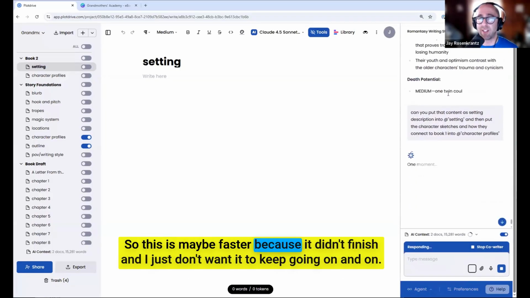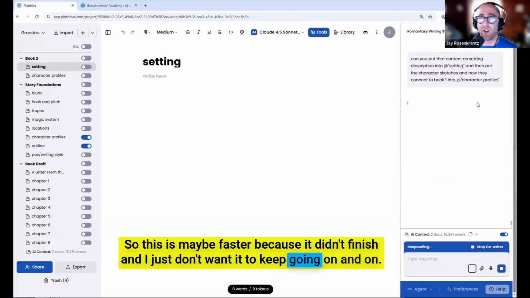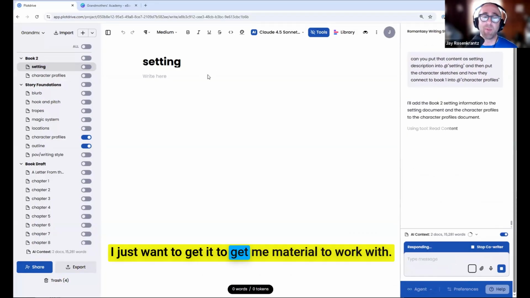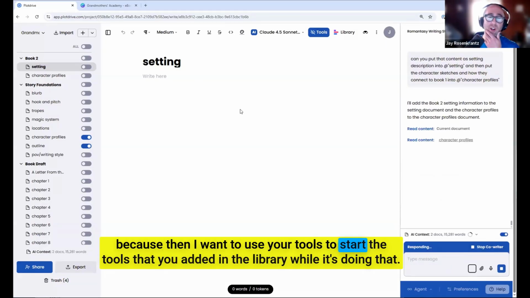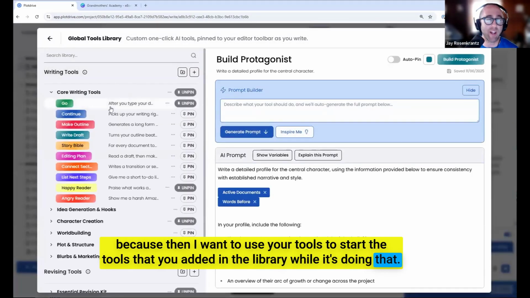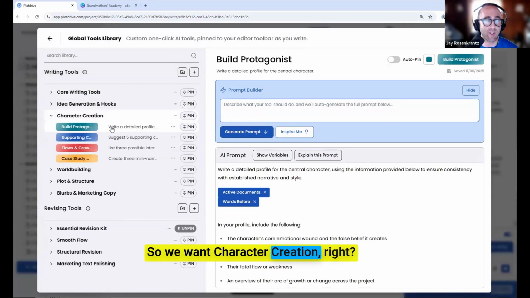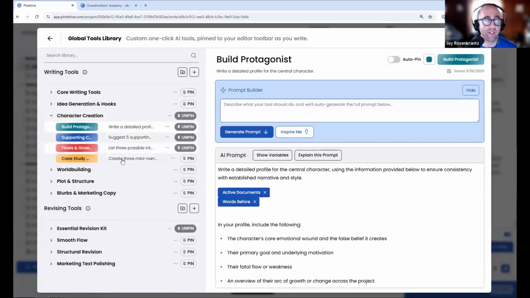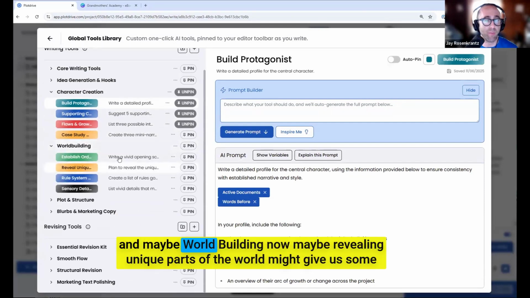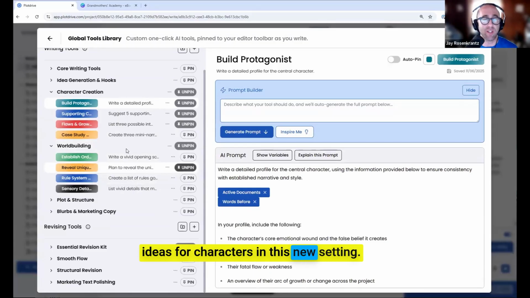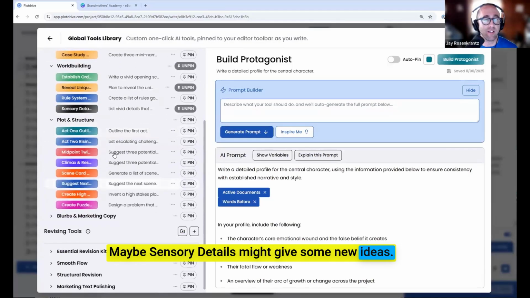So this is maybe faster because it didn't finish and I just don't want it to keep going on and on. I just want it to get me material to work with, because then I want to use your tools, the tools that you added in the library. While it's doing that, I can actually start setting these up. So we want character creation, right? And I'm going to take all of these, and maybe world building. Now, we reveal unique parts of the world, which might give us some ideas for characters in this new setting. Maybe sensory details might give some new ideas.